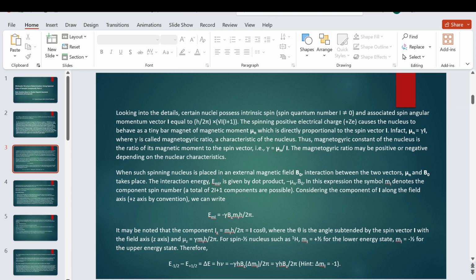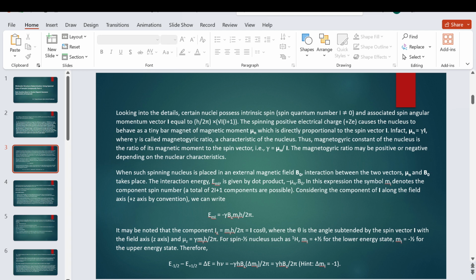Thus, magnetogyric ratio of the nucleus is defined as mu(n) upon I, and it could be positive or negative depending on the characteristics of the nucleus. When such a spinning nucleus is placed in an external magnetic field, interaction between two vectors, mu(n) and B0, takes place. The interaction energy is given by the dot product of both vectors mu(n) and B0. In this expression, the symbol Mi denotes the component spin number, of which a total 2I plus 1 are possible.